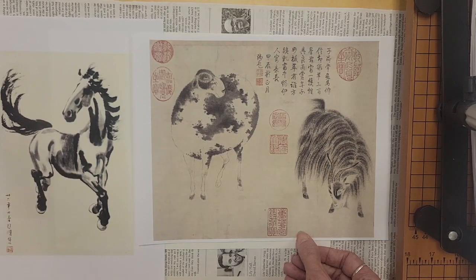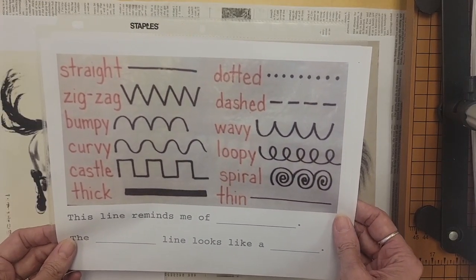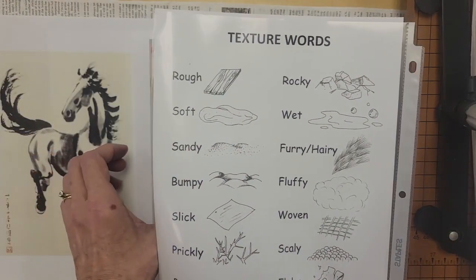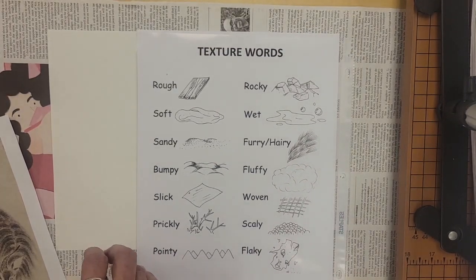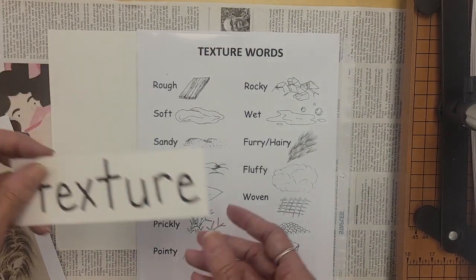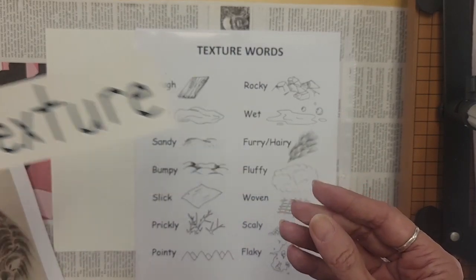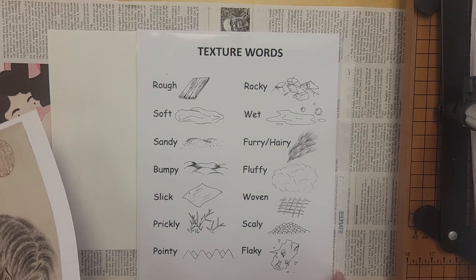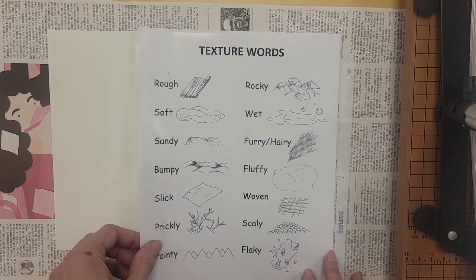We also discussed with these animals different types of lines that we saw, and we also discussed different textures. Remember, a texture is the way something feels. And so an artist can oftentimes use different kinds of lines to create different textures in different animals.